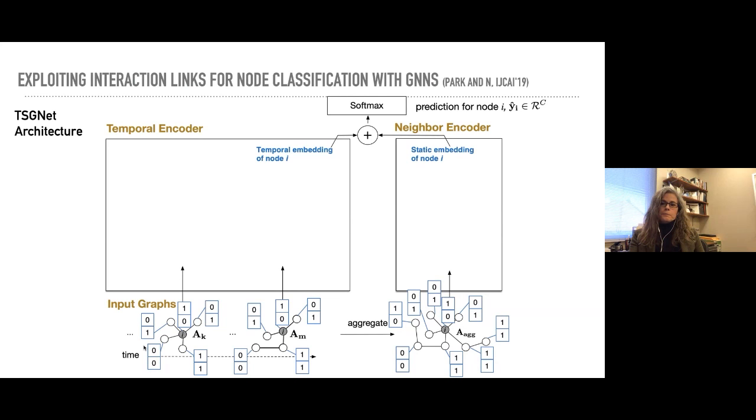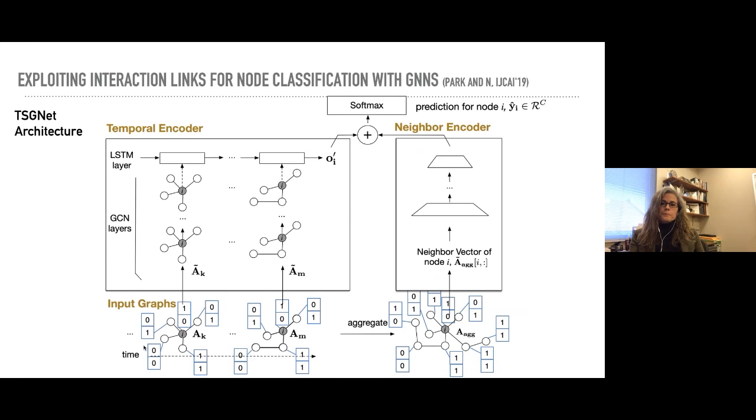And so the details of that are that for the temporal encoder, what we did was use GCN layers funneled into an LSTM, which was supposed to model the temporal dependencies.